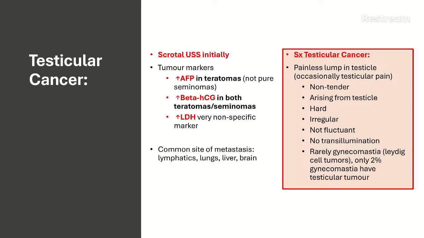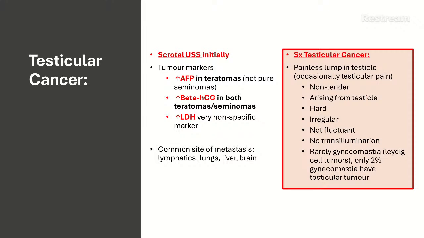The markers do tend to come up in finals, and it's worth knowing the simple facts that can get you the easy marks. Common sites of metastases, so we get metastases to the lymphatic system, to the lungs, to the liver, the brain. They're common sites.